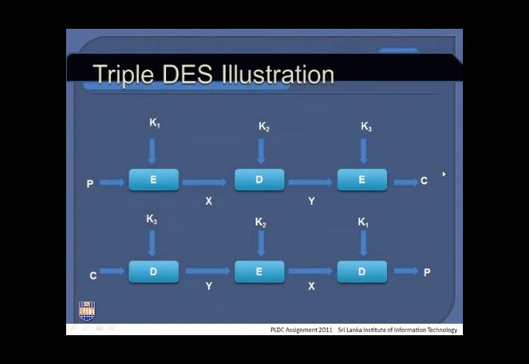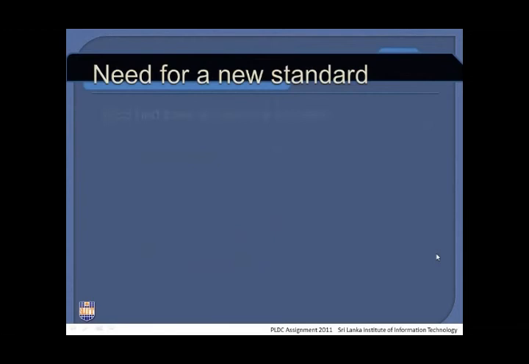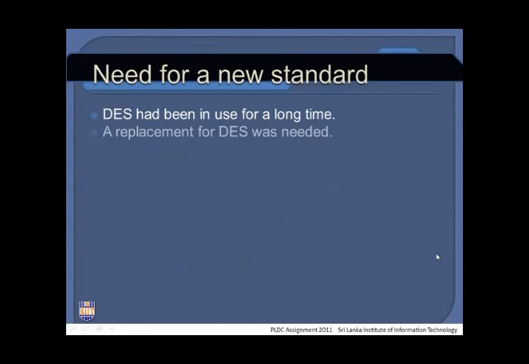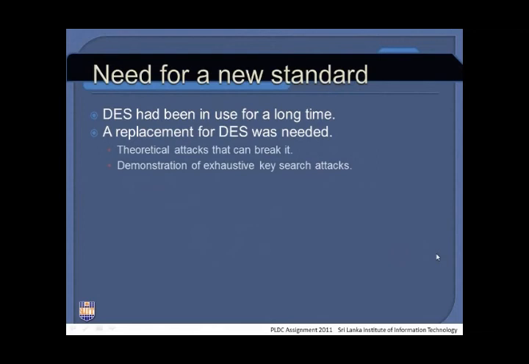Need for a new standard. DES had been in use for a long time, but as time passed, a need for a more advanced encryption algorithm arose. It was proven by critics that certain exhaustive key search attacks can break it. Even though triple DES can be used as a solution, it was comparatively slow.